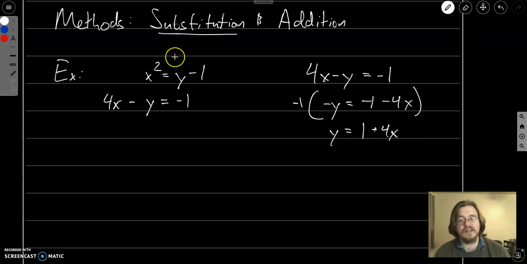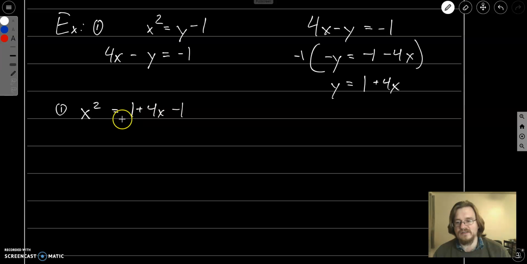And I can plug this back into my equation. So I'm going to substitute. I know that y is equal to this thing, so I'm going to substitute it into this equation up here. So next we get to take our top equation. If I call this equation 1, I'm going to plug this back in. So I've got x squared is equal to y, which I know is 1 plus 4x, minus 1. You see that we have a plus 1 plus 4x minus 1, so the plus 1 and the minus 1 cancel out.